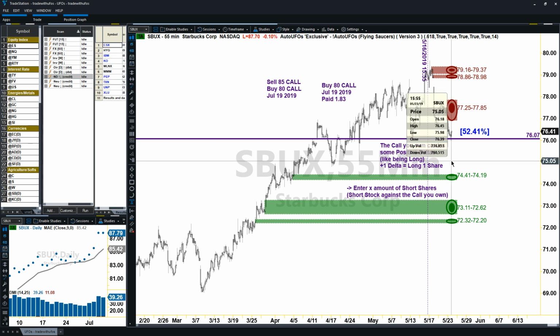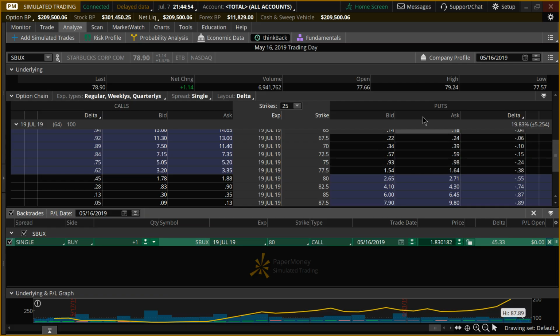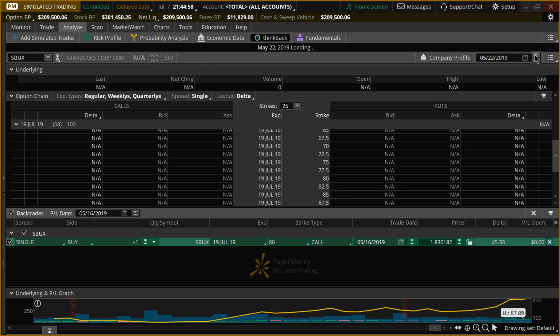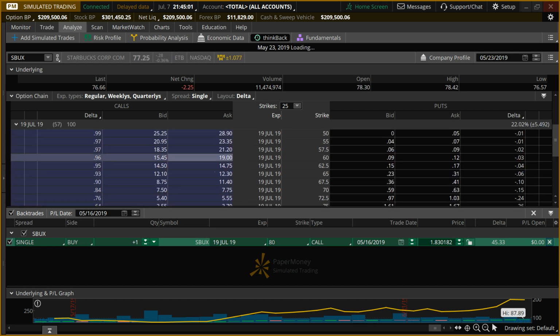So then what would you do? Well, you would just go take a look at your option chain on the 23. On the 23, you will go take a look at the 80 call.